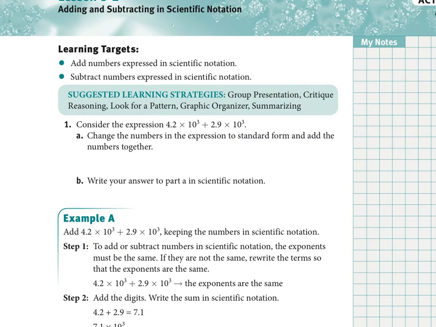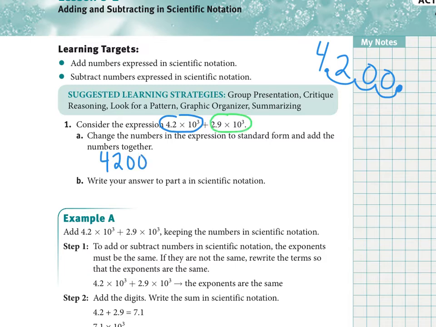We want to consider the expression 4.2 times 10 to the third plus 2.9 times 10 to the third. So part A, let's change the numbers into standard form and then add the numbers together. So 4.2 times 10 to the third would be 4.2, and we'll move the decimal 3 times. 2, 3, so we'll put in 0. So the first number would be 4,200. And then 2.9 times 10 to the third, 1, 2, 3, would be 2,900.